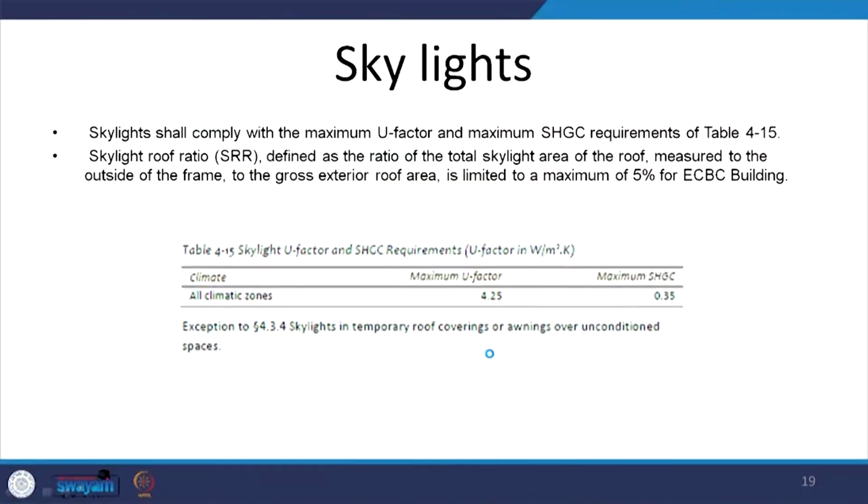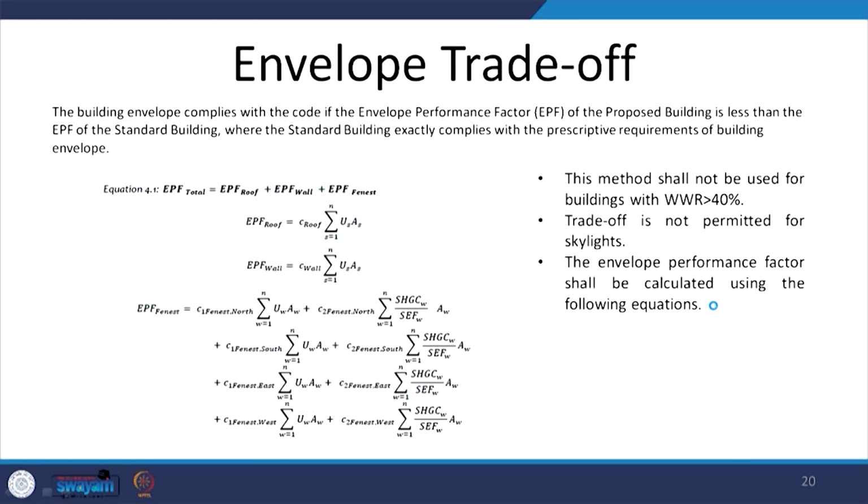So, once we have provided the shading, compliance can be shown based upon these calculations as per ECBC. Now, so far this is all prescriptive requirement. Whatever is given in the code will be met with. We also have the prescriptive requirements for the skylights. So, for skylights, for all climatic zones, the maximum U factor and maximum SHGC has been prescribed. Whenever we are going in for skylights, we will use these U factors and SHGCs.